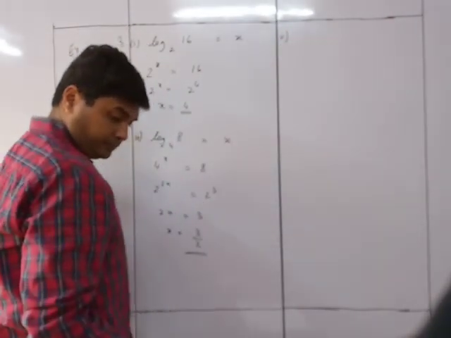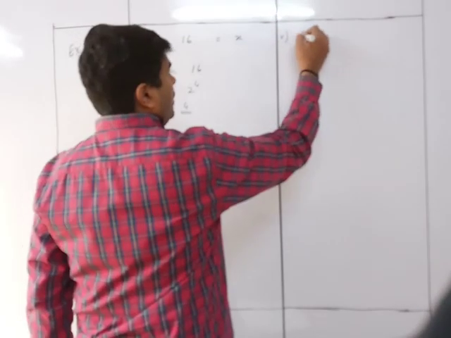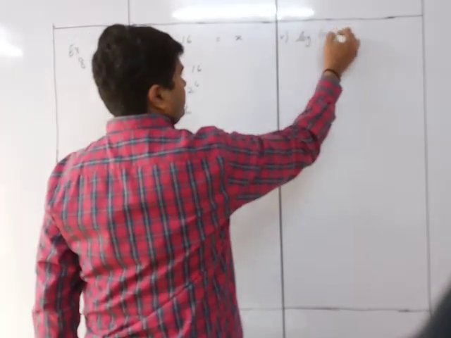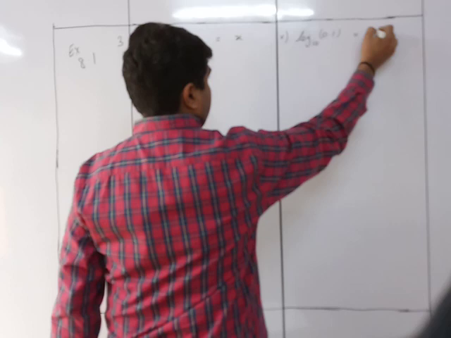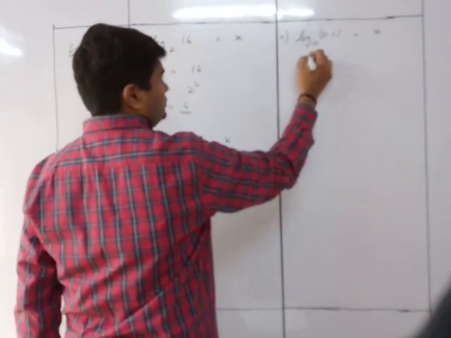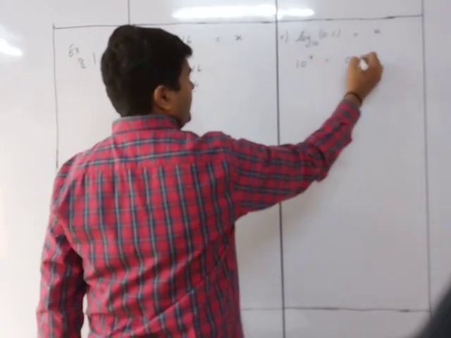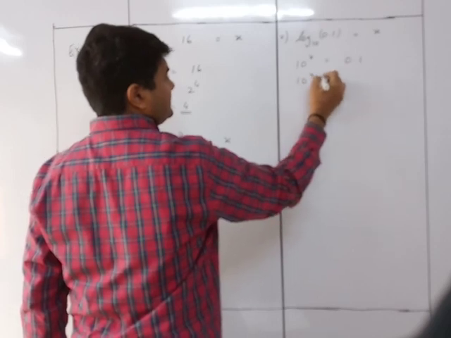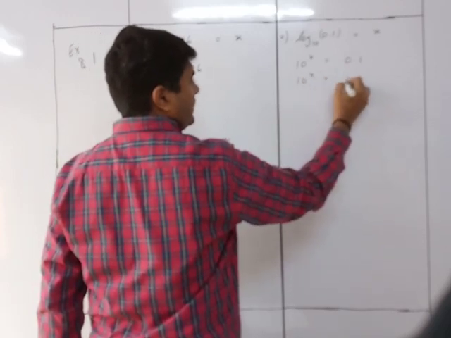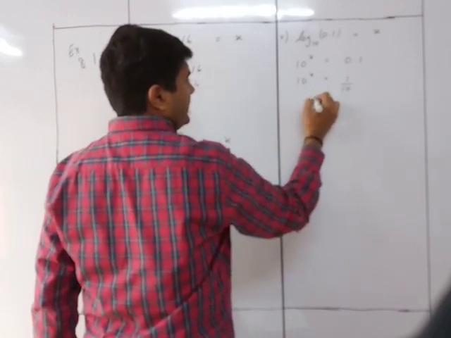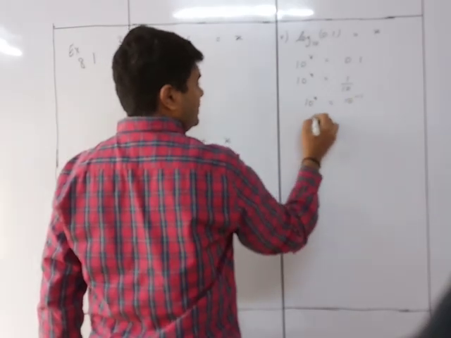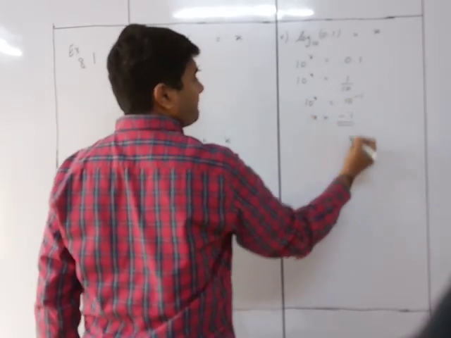Fifth one: log of 0.1 to the base 10. Let's take it as x. So 10 raised to x is equal to 0.1. So 10 raised to x is equal to 1 upon 10. So 10 raised to x is equal to 10 raised to minus 1. So x is equal to minus 1.